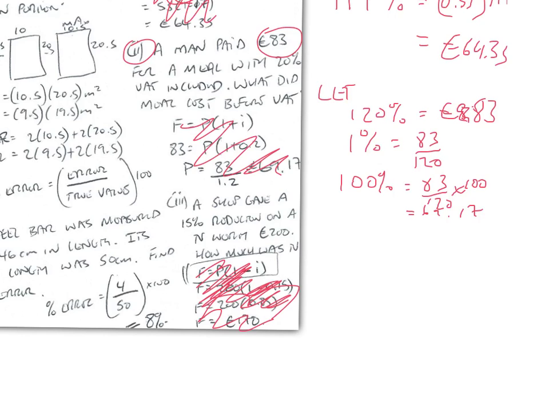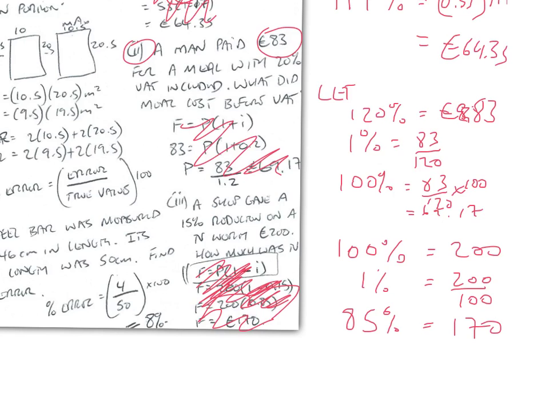Okay, so for this example, we let 100% equal €200. So 1% is equal to 200 divided by 100. And if they gave a 15% reduction, then that means the TV went for 85%. So that's equal to €170, where we multiply 200 over 100, which is 1, by 85, and we get €170.